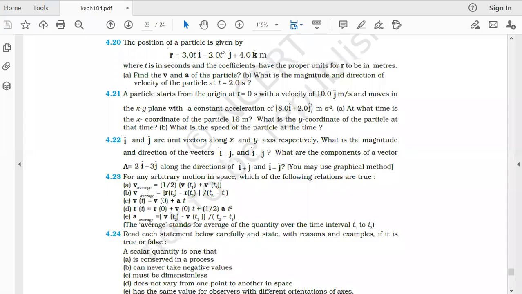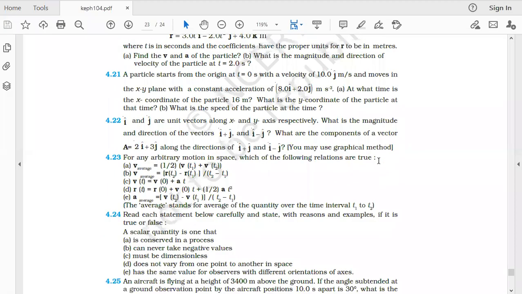Okay, let's see. Question 22 is slightly confusing, but let's try that.